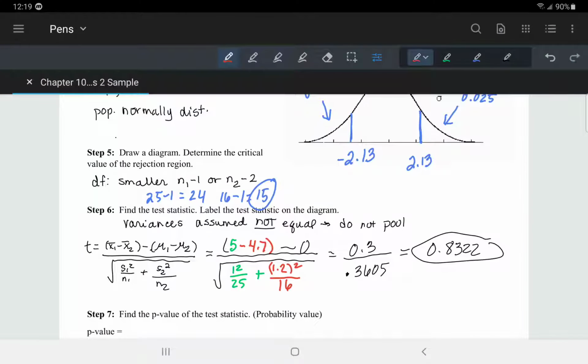So if we come up here, 0.8322 is outside of the rejection region, so we will not be rejecting H sub 0. But remember, we also have the negative value over here, and we'll need that to determine the probability in the red, and we will show that that is larger than alpha.